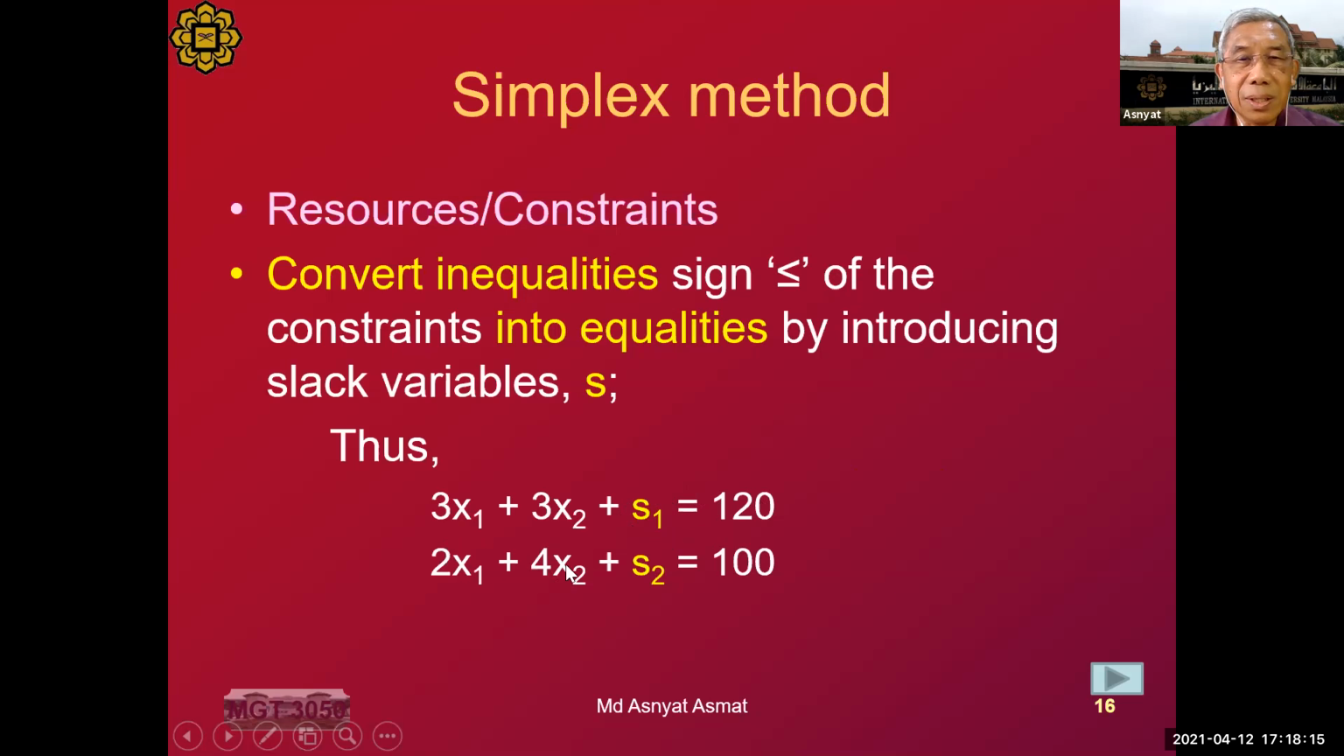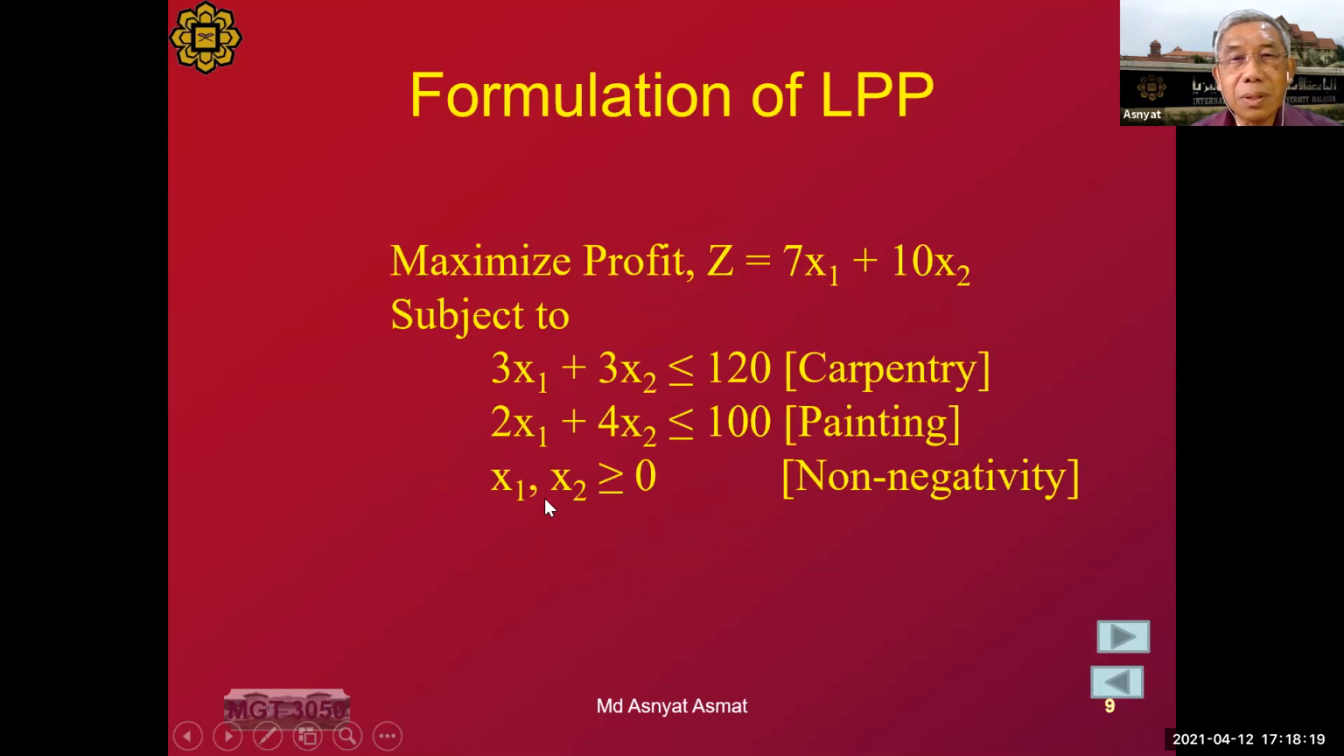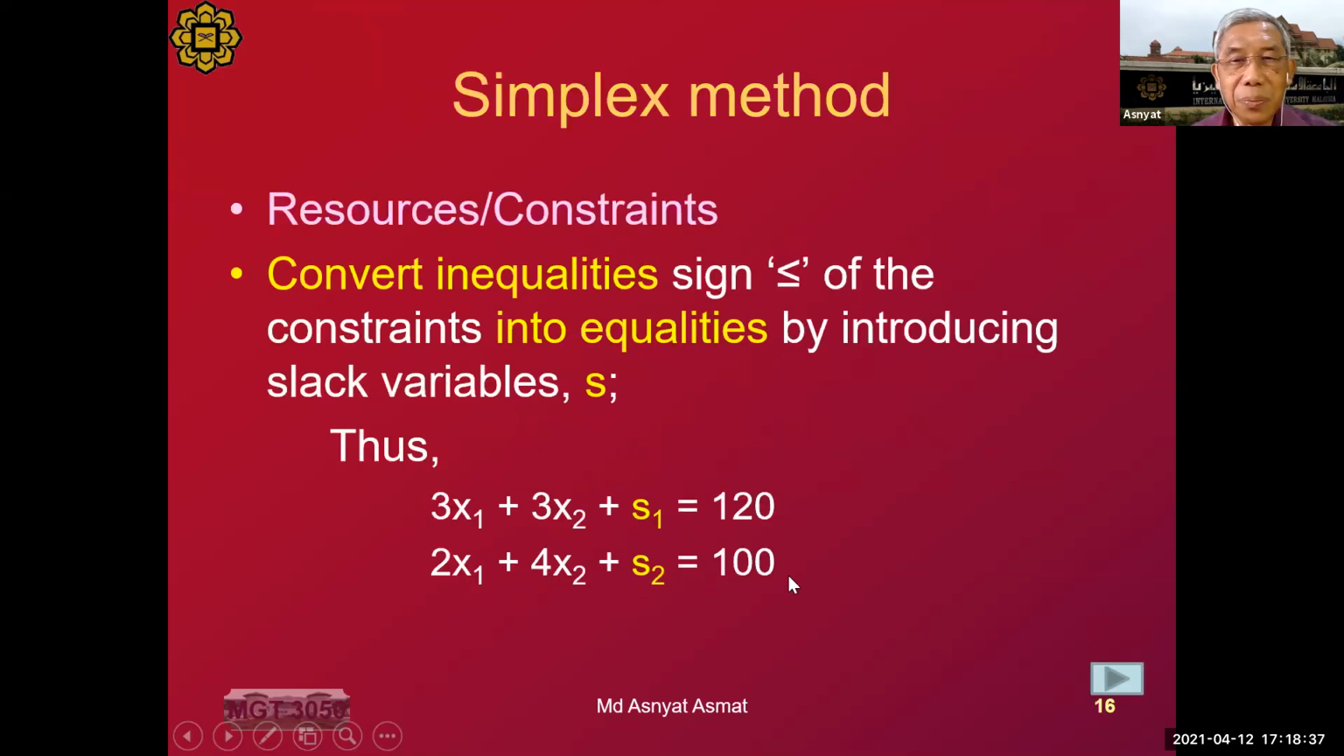And then the same thing here: 2x1 plus 4x2 is less or equal to 100. It becomes 2x1 plus 4x2 plus S2 equals 100, where S2 represents the slack for equation 2. So this is the one we have.